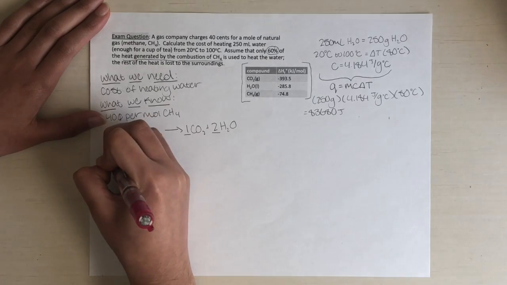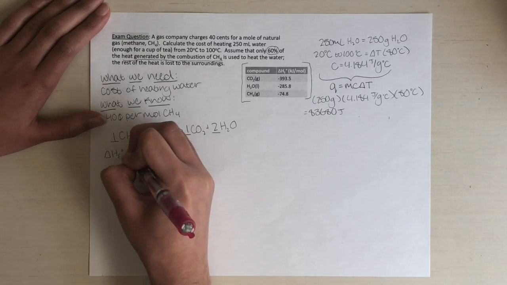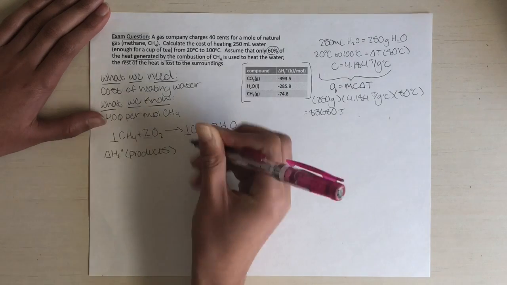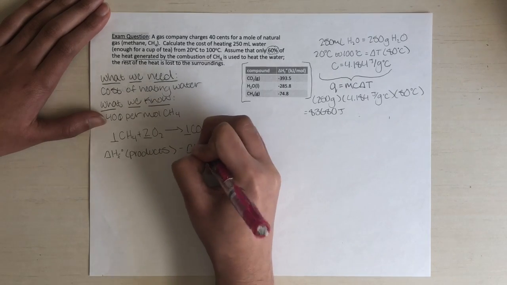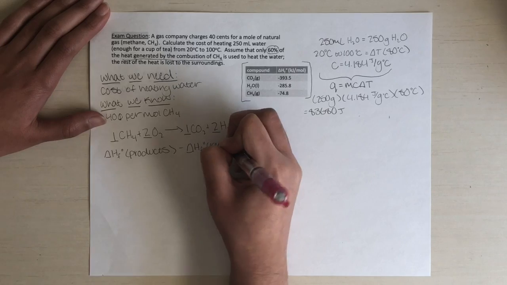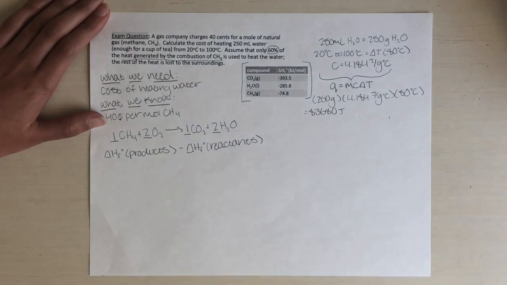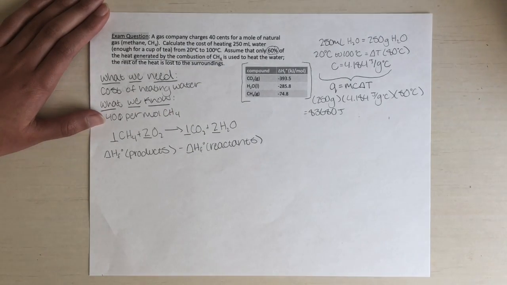Then, because we are given the delta H formation of those compounds in the table, we can calculate the delta H of reaction as given by the equation delta H of formation of products minus delta H of formation of reactants.